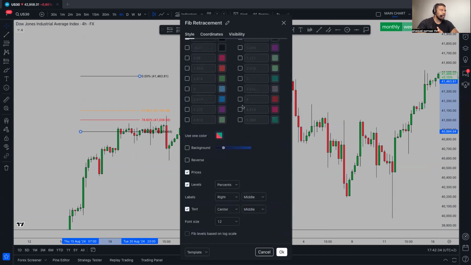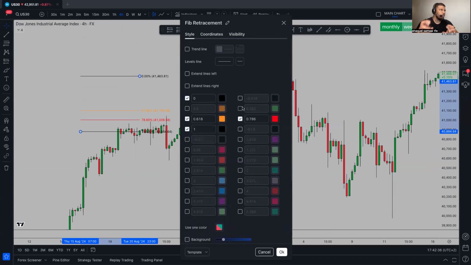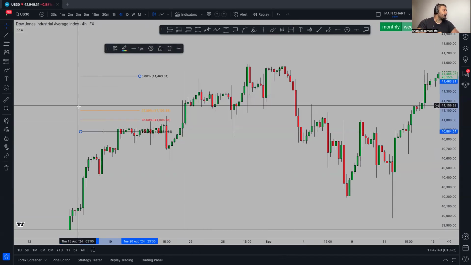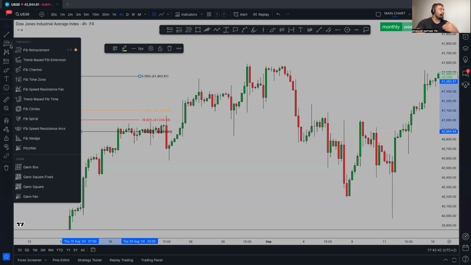Okay, guys, these are my settings. You guys can literally just take a picture or pause it and you can do the same. If you don't know where to find the Fibonacci, on the left hand side right here, you see it says Fibonacci retracement. That is the one you're going to be using.